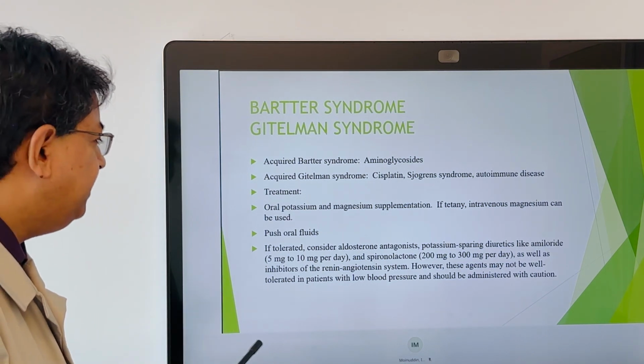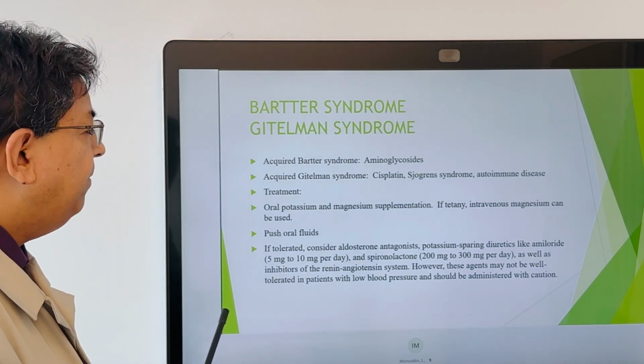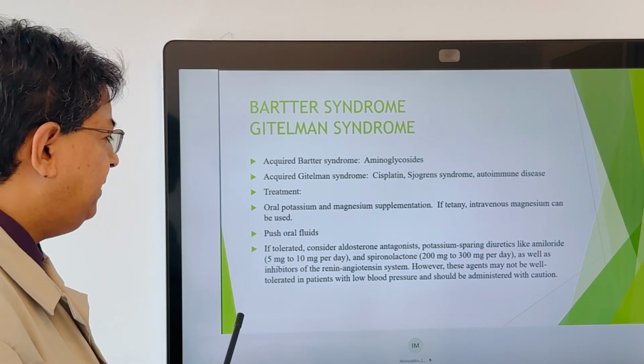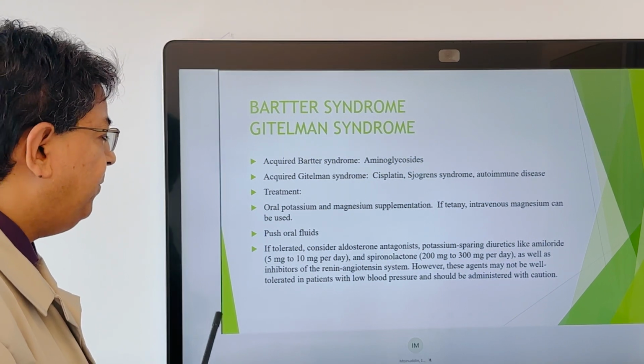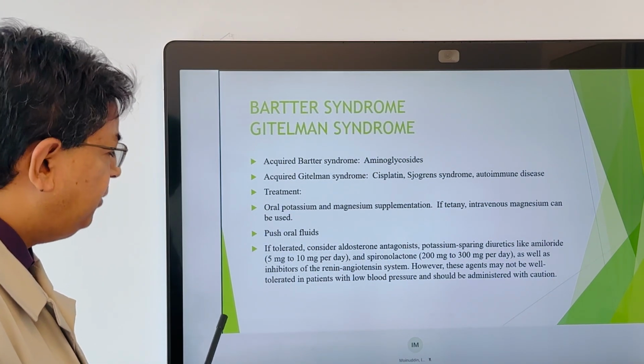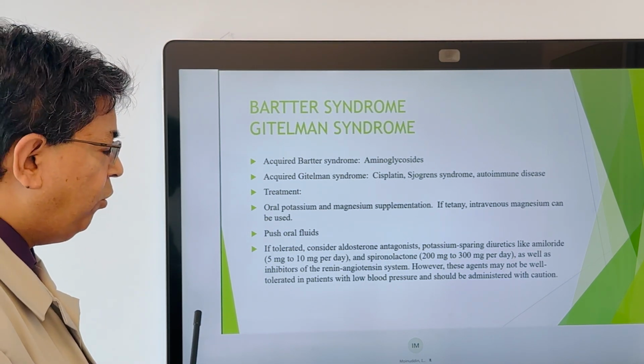Push oral fluids. If tolerated, consider aldosterone antagonists, potassium-sparing diuretics like amiloride and spironolactone, as well as inhibitors of the renin-angiotensin system. However, these agents may not be well tolerated in patients with low blood pressure and should be administered with caution.